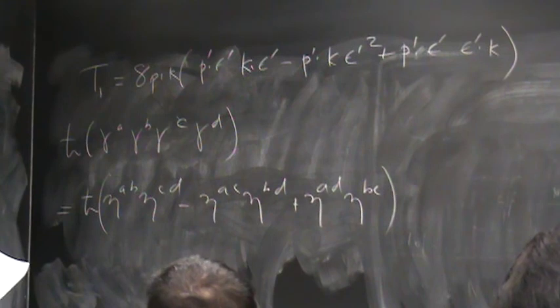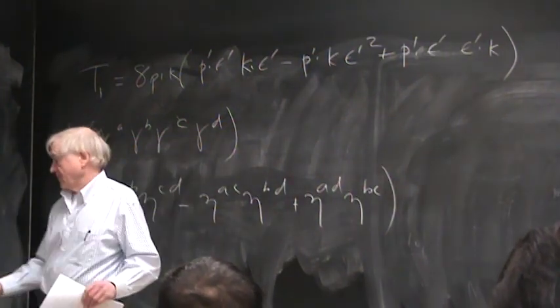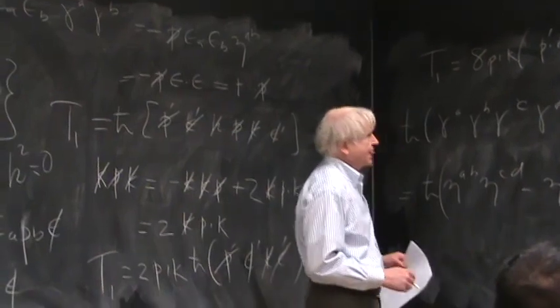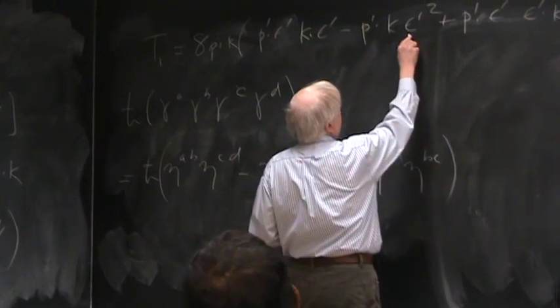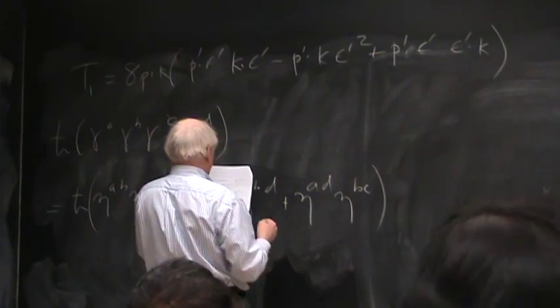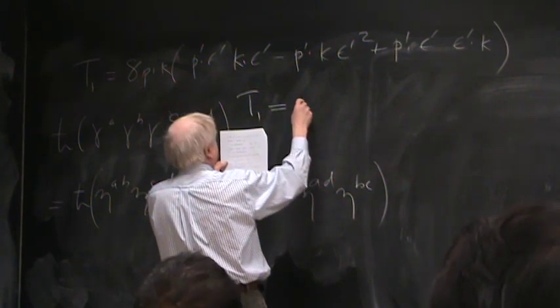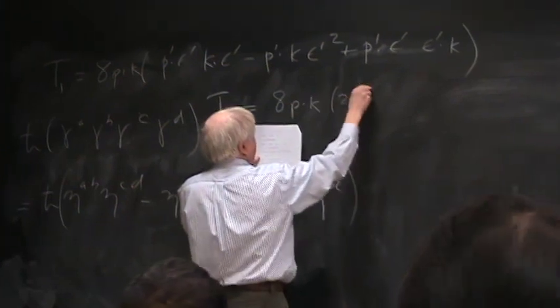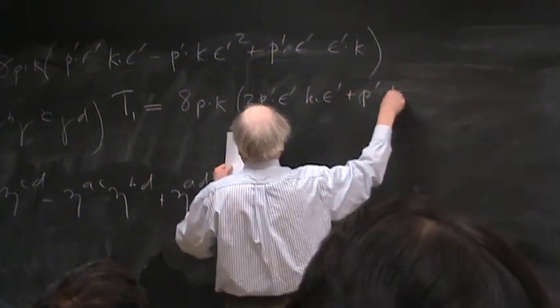And the trace gives you then a 4, and then you have contract with the p prime, the epsilon prime, the k, and the epsilon prime. So you get this structure here. This one is minus one, so that makes us plus. And altogether, T1 is equal to 8 P dot K times 2 P prime dot epsilon prime K dot epsilon prime plus P prime dot K, K is there, and these two guys are obviously the same.